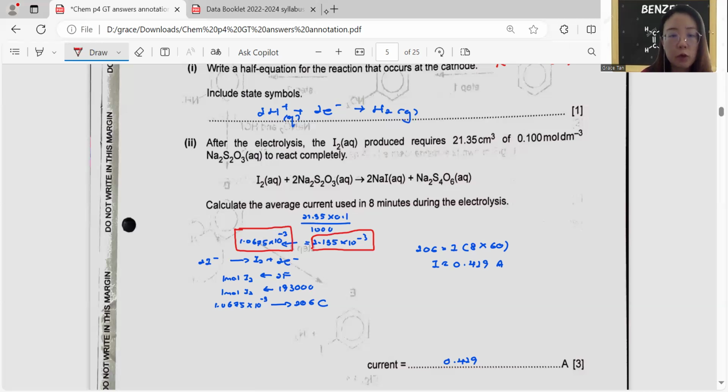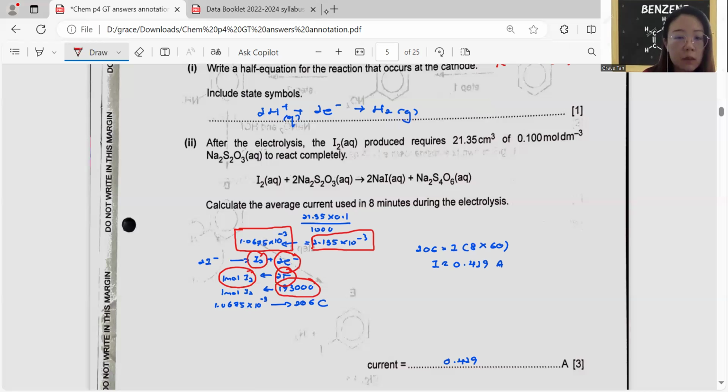Now, you calculated the experiment already. Now bring out your theory. According to theory, we realize that 2 Faraday is required to deposit 1 mole of iodine, because 2 electrons are required, according to the half equation given. So 2 Faraday means 2 times 96500, which is 193,000 quantity of charge. You need to provide 193,000 coulombs of charge, then only you can get 1 mole of iodine.